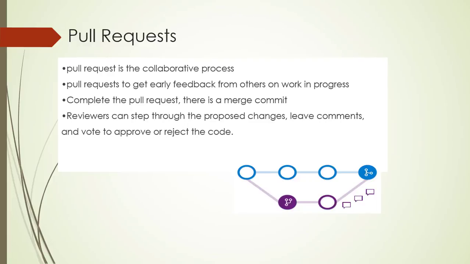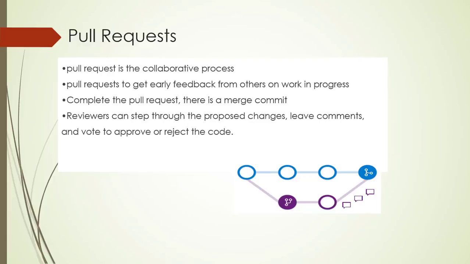Whatever code change has been made by one of the team members, they all come together, discuss the changes, and finally agree to make the changes into the particular branch. It's a collaborative process, and if they find anything, they give early feedback from others on work in progress. If any changes are required, the team will give feedback on that. Once the request has been completed and all the people have agreed, they make the changes into the particular branch.